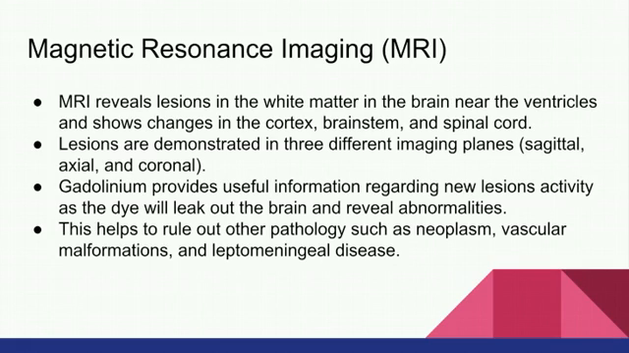Also, with MRI, they use a contrast dye called gadolinium, which provides useful information regarding new lesion activity, as the dye will leak out into the brain and reveal abnormalities. And so, when there is active inflammation, the dye can enter through the blood-brain barrier since the barrier is disrupted, and the dye will highlight the inflamed areas.